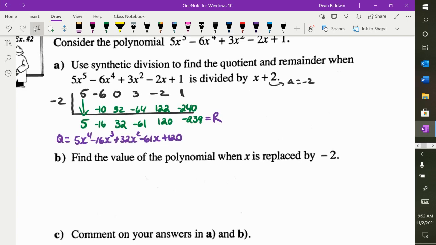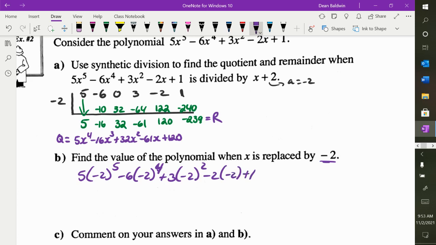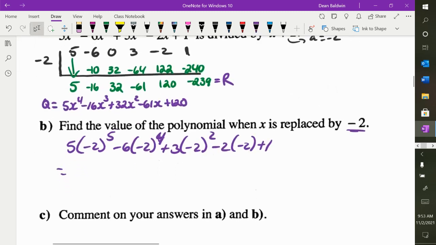All right. B. What if I just replace all the x's by -2 in the original polynomial? So I'm just replacing all my x's with -2. So I'm going 5 times -2 to the 5th, plus -2 to the 4th. It's just an answer, but it's an important answer. Can you do that on your own? Go.